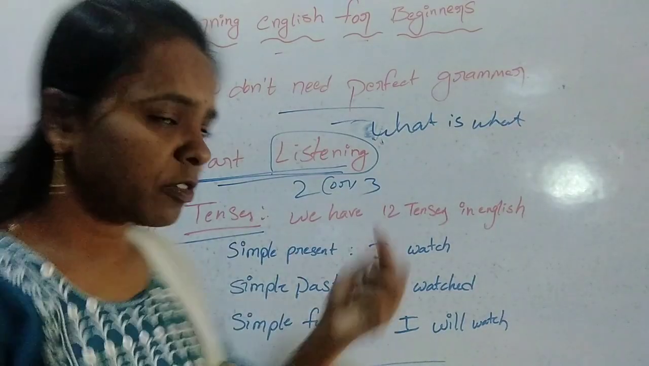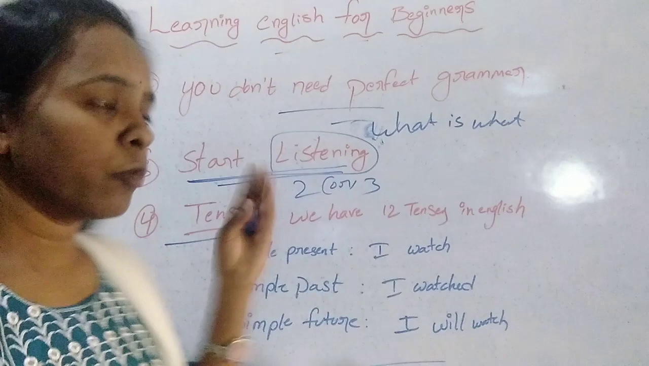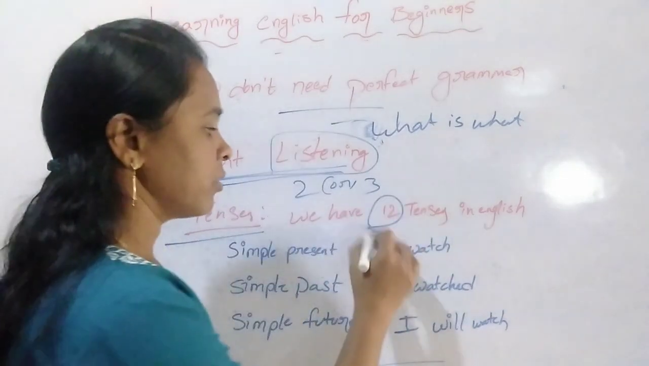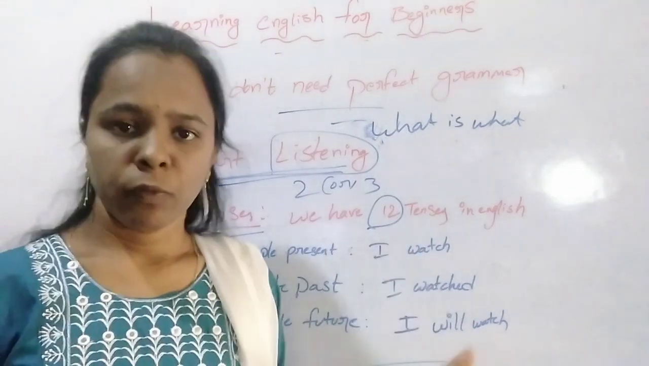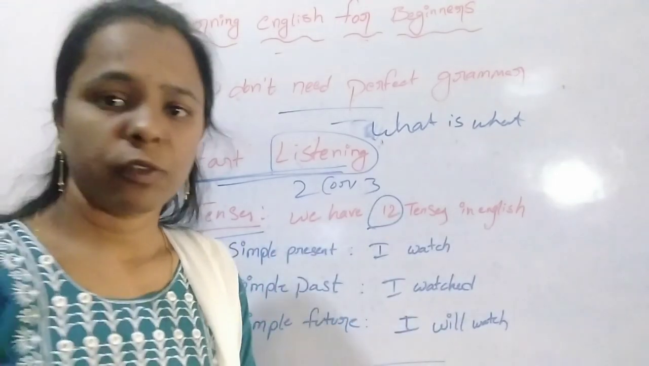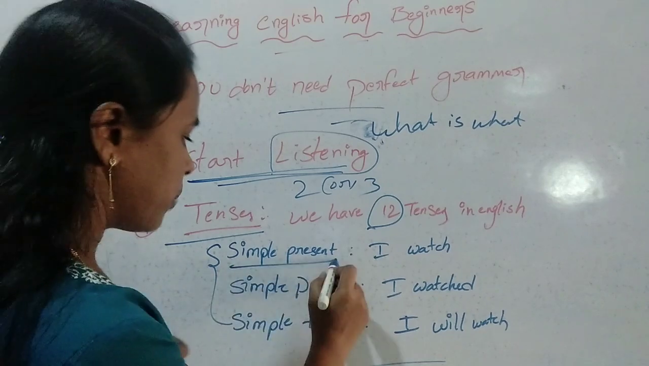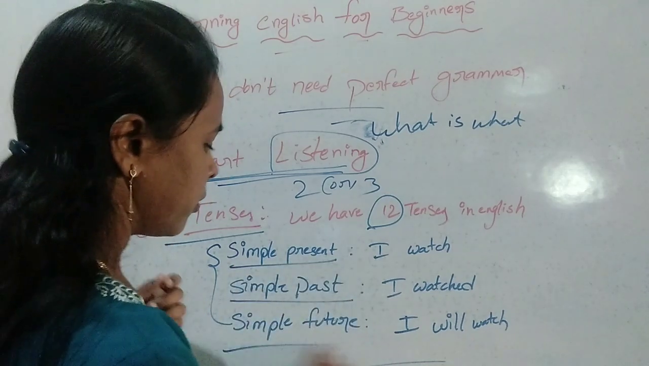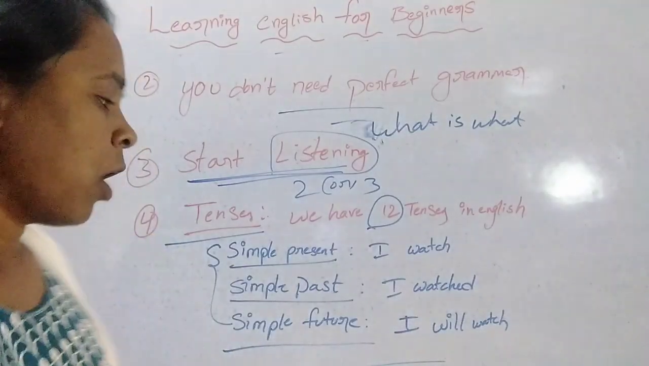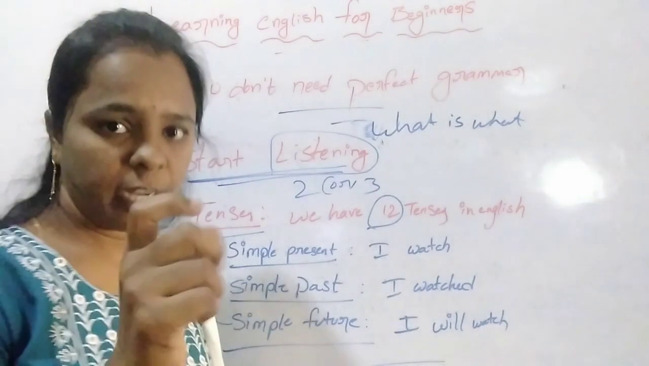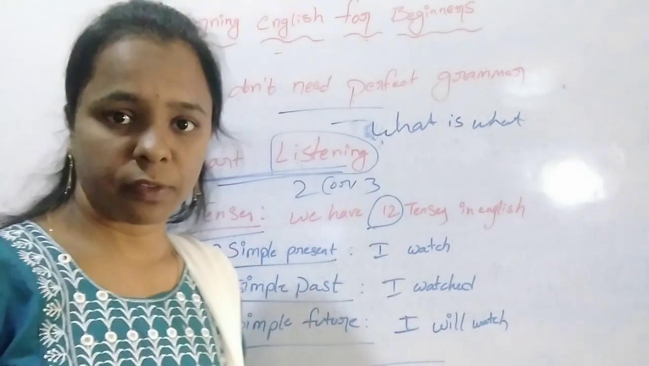You need to know just a little bit of tenses. I mean, we have 12 tenses, right? We can learn them in further videos. Here you have to learn at least 3 tenses: simple present, simple past, simple future. How to use this one? You need to know just a little bit for making sentences.